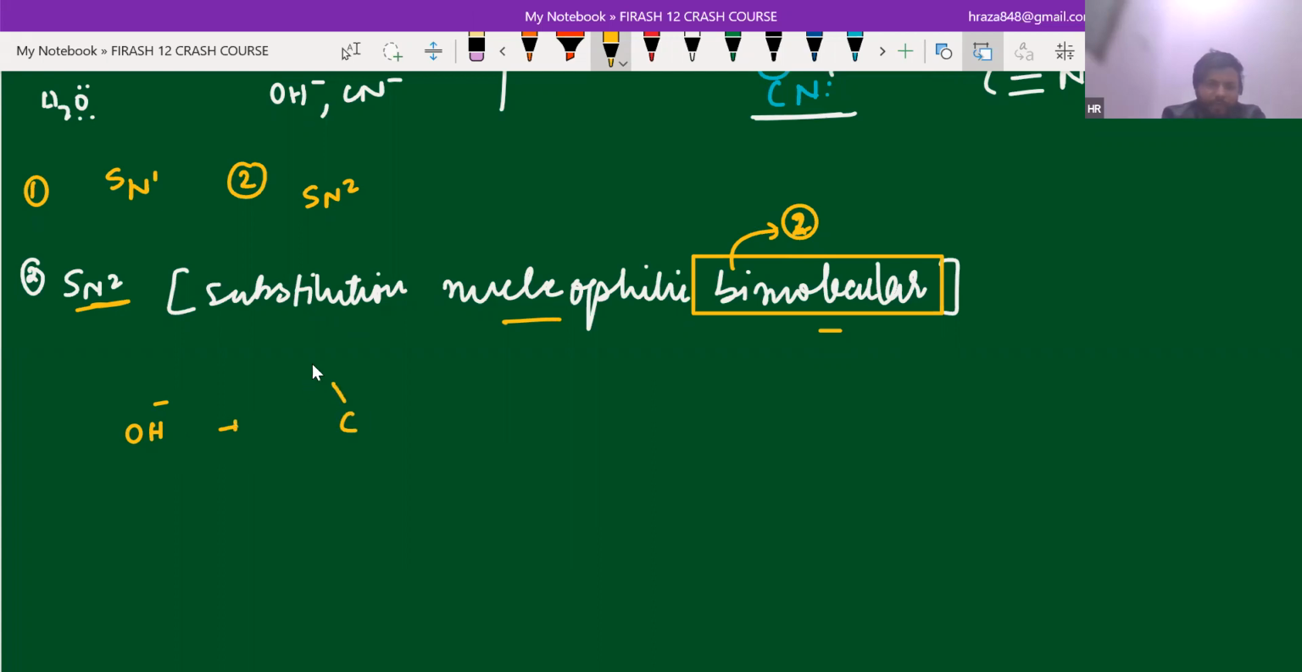That means I'm going to represent it. This is in 3D tetrahedral, and this is Cl. Cl will have a delta negative charge, so it will take electron from carbon. I'm going to show you the intermediate. When chlorine tries to take electron from carbon, carbon will have a deficiency of electron, so the OH minus will attack on this.